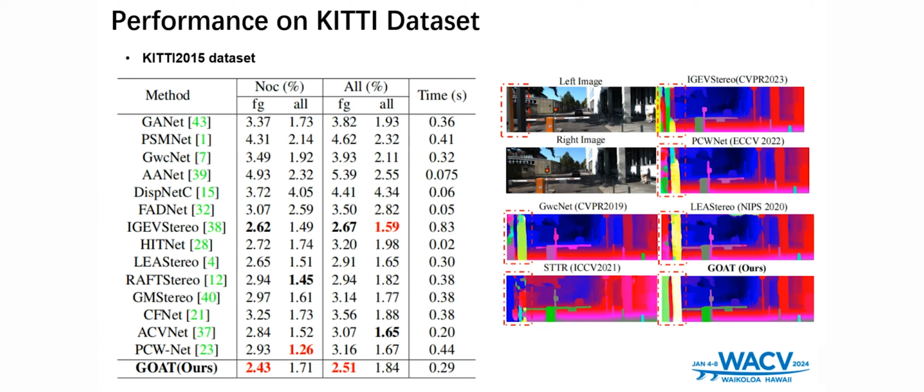As for the KITTI dataset, our proposed GOAT demonstrated competitive performance with other SOTA methods and ranks first in the foreground regions. Visualization results on the right also indicate that, compared with other methods, our proposed GOAT can estimate more continuous disparity results at the occluded regions, which are bounded with red bounding boxes.